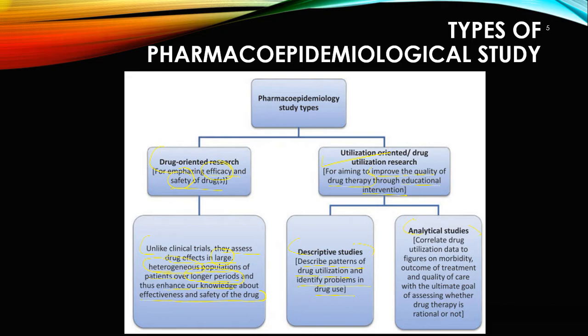Then the second type of studies, that is the analytical studies. They correlate drug utilization data to figures on morbidity, outcome of treatment, and quality of care, with the ultimate goal of assessing whether the drug therapy is rational or not. So, three things it correlates drug utilization data to. First thing is the morbidity, second is outcome of treatment, and third is quality of care.